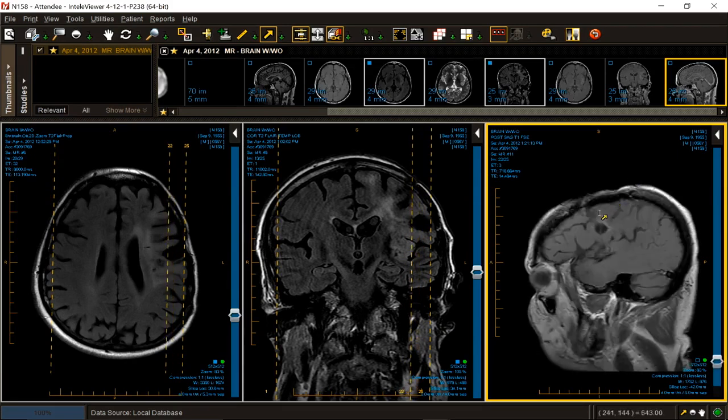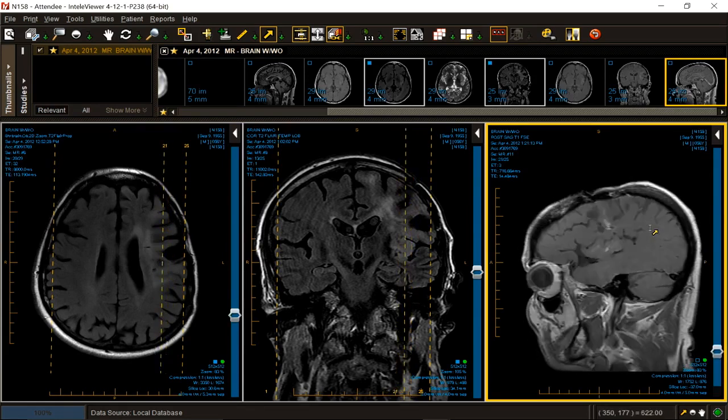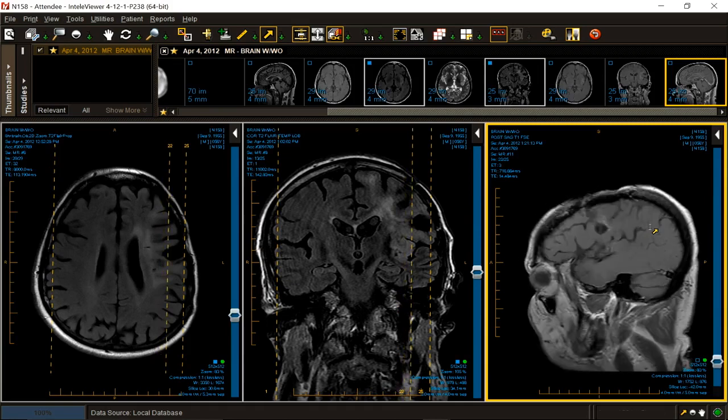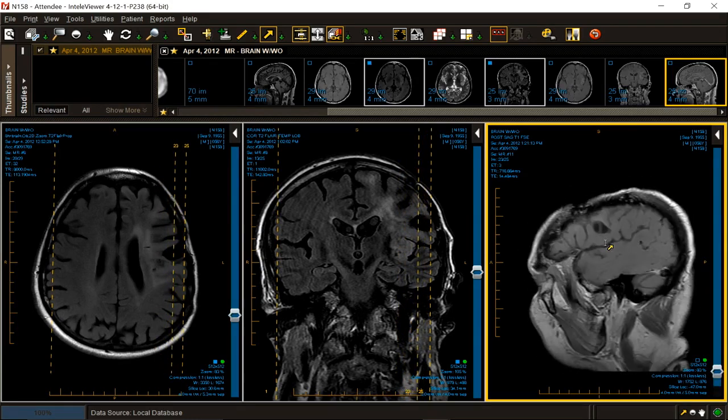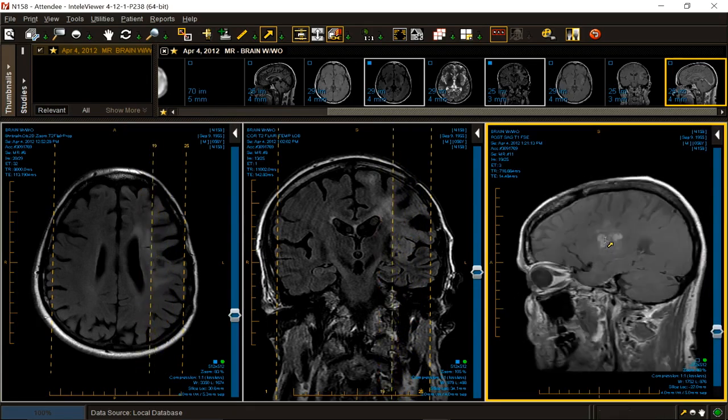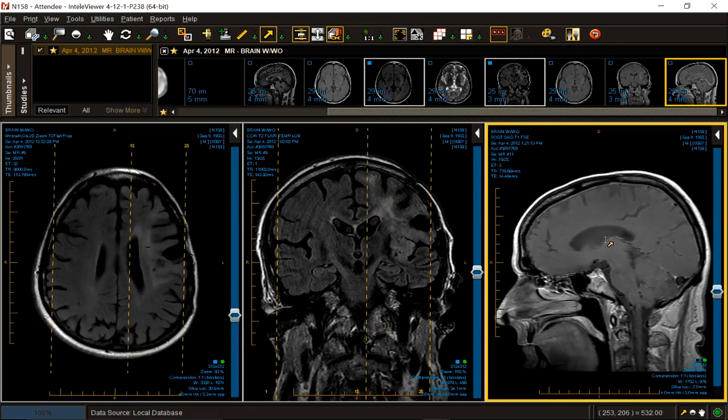So it looks like the precentral gyrus is heavily involved. Here's the central sulcus, postcentral gyrus less so, and then the back of the brain is spared. And by the way, the central sulcus never touches the sylvian fissure. This is a subcentral sulcus right here. So they're always separated. Okay, so I'm giving you some time to digest.